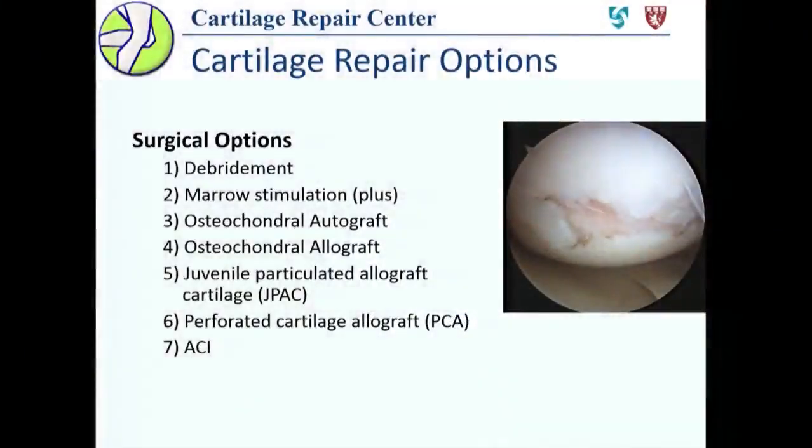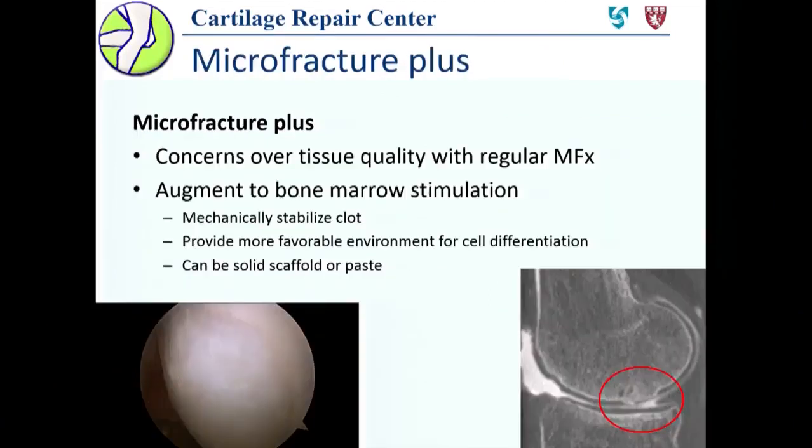We have marrow stimulation, and then there's a new term called marrow stimulation plus. I'll talk about that. Osteochondral autograft, allograft, particulated allograft cartilage, the perforated, and then ACI. And I'll just talk about the ones in red. So what is microfracture plus?